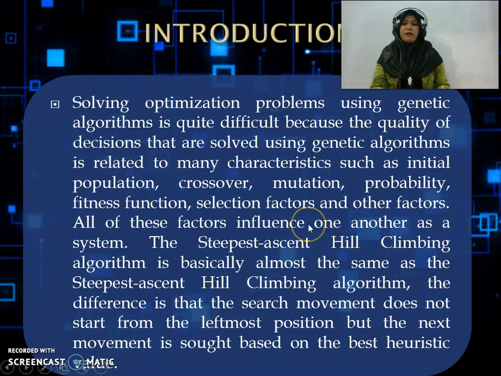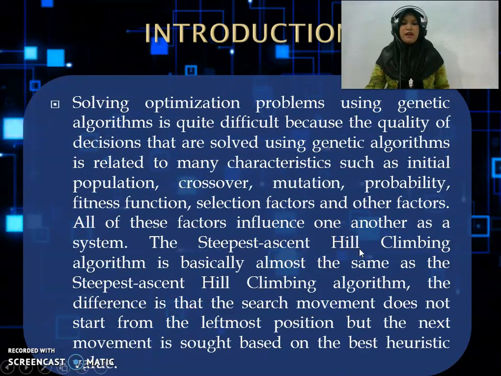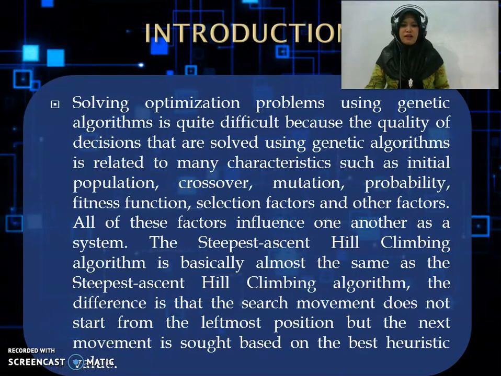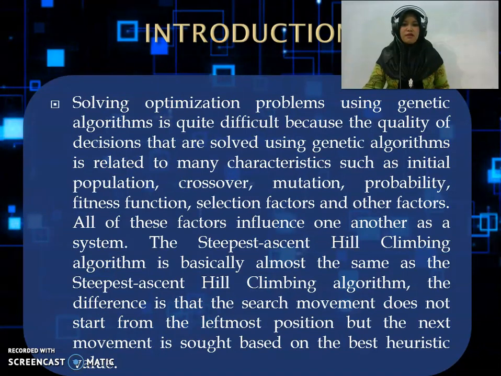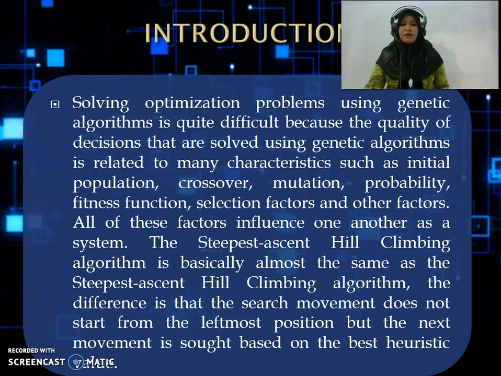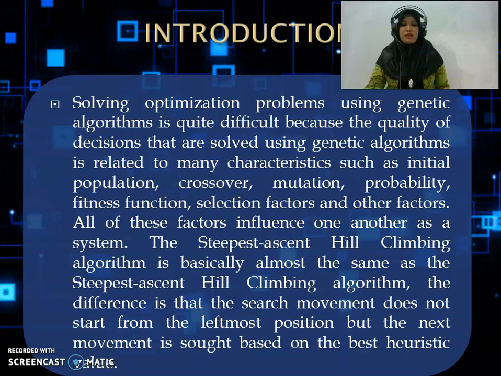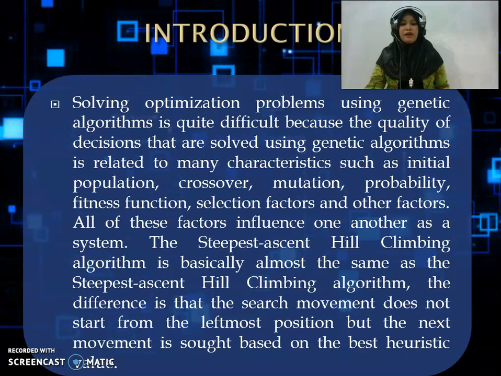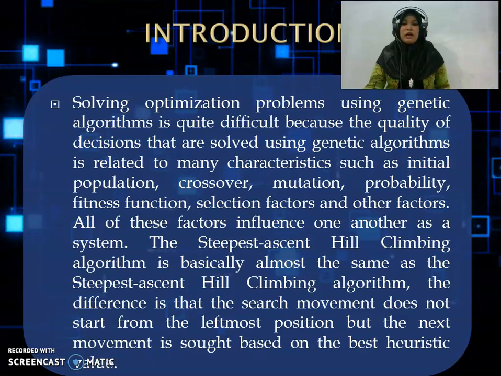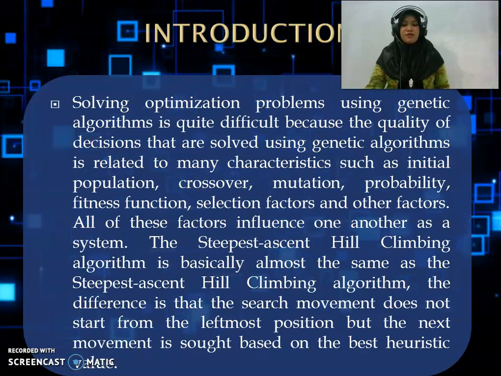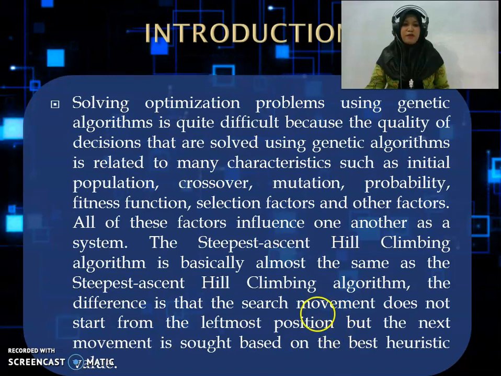Introduction. Solving optimization problems using genetic algorithm is quite difficult because the quality of decisions that are solved using genetic algorithm is related to many characteristics such as initial population, crossover, mutation, probability, fitness function, selection factors, and other factors. All of these factors influence one another as a system. The steepest ascent hill climbing algorithm is basically almost the same as the simple hill climbing algorithm. The difference is that the search movement doesn't start from the leftmost position, but the next movement is taken based on the best heuristic value.